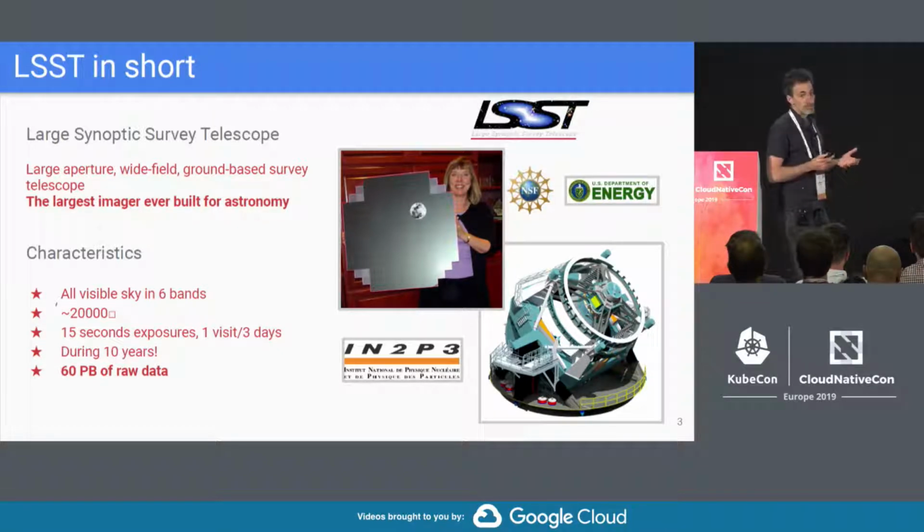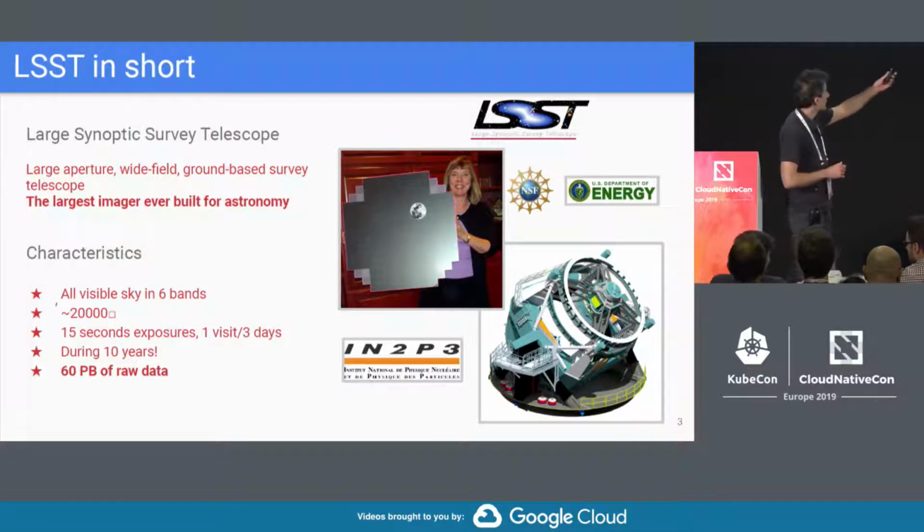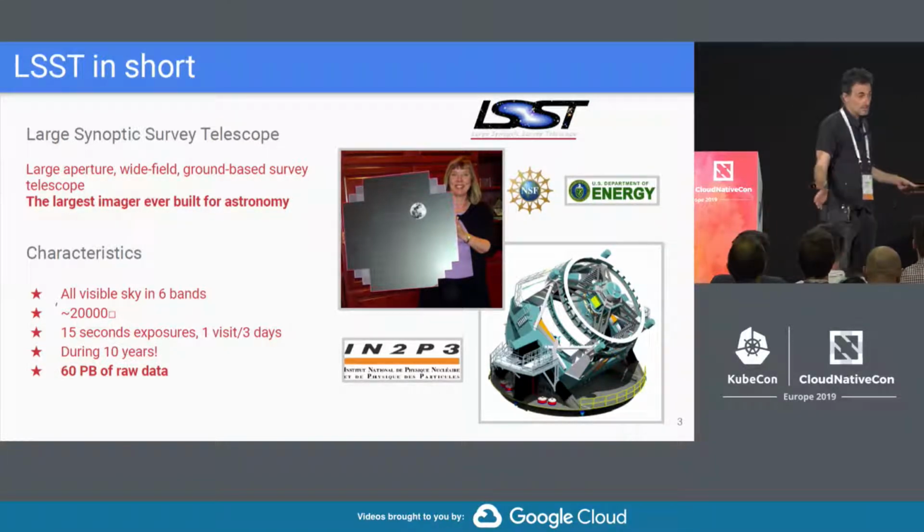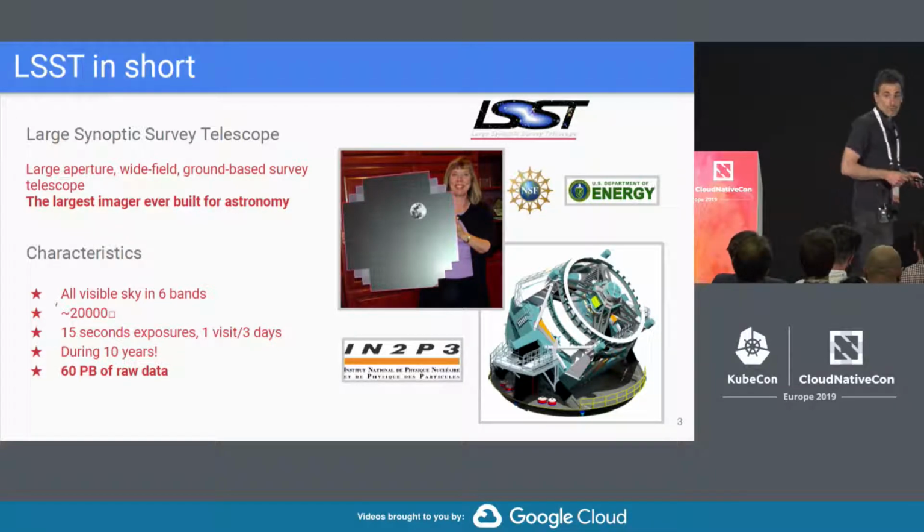So it will do kind of a movie of the sky. We will have 6 filters. We will see 20,000 square degrees, which is a large area of the sky. And then we will visit the sky every 3 days. And we will get around 60 petabytes of raw data. So 60 petabytes of raw images each year.